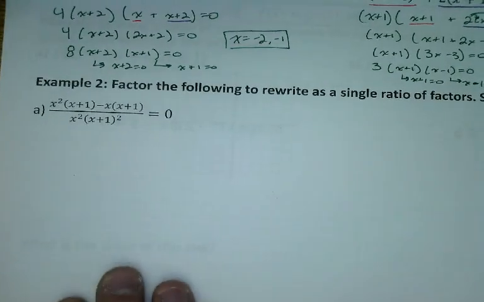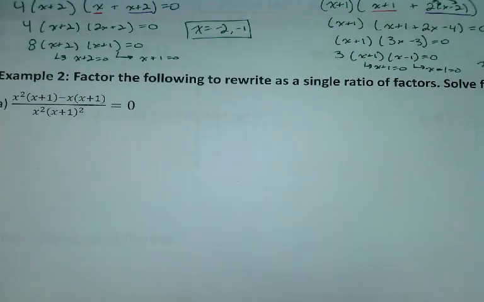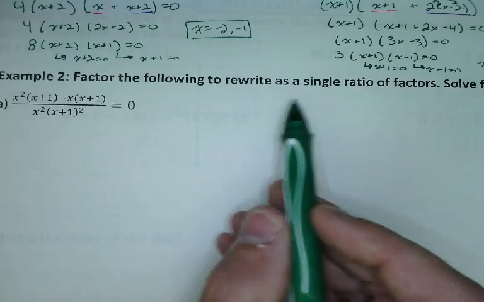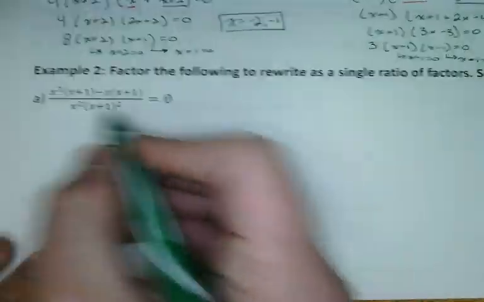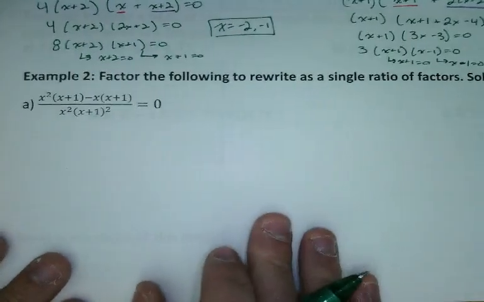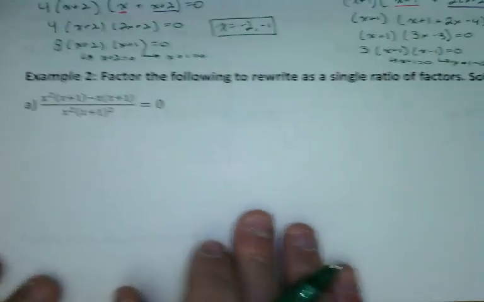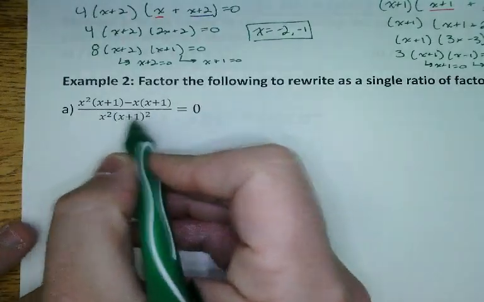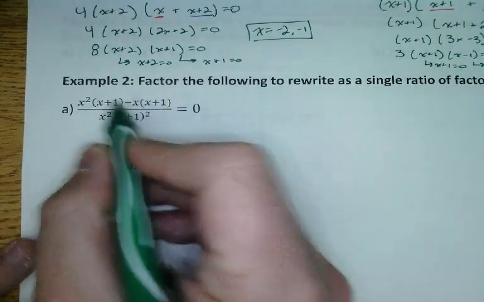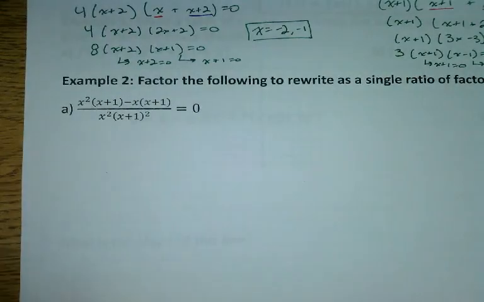All right. Factor the following to rewrite as a single ratio of factors. What that means is just write this down as one fraction, and then we'll go ahead and solve for x. We can even add on some things over here. So let's go ahead and factor. The bottom looks like it's completely factored for me, so let's factor the top. I will do underlining. We like the underlining? Yes.